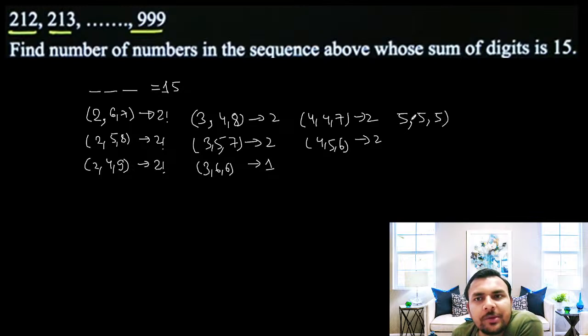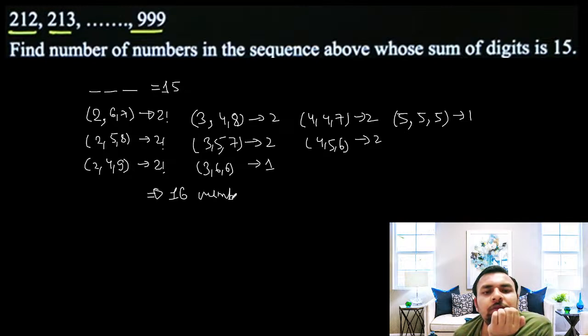5, 5, 5 is 15. Yes. If you go now more than 6, one number will become lower than 5. So here one case. So how many cases? 2, 2, 4, 2, 6, 1, 2, 3, 4, 5, 6, 7. 16 cases. 16 numbers are possible whose sum of digits is this.